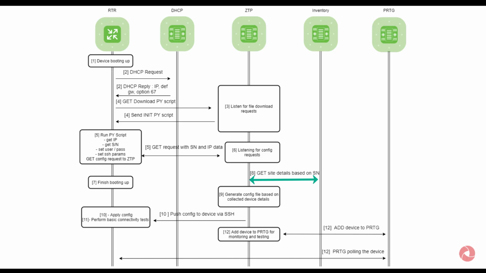Based on the router serial number, inventory server is sending response with the relevant specific device data for generating a configuration file. After preparing specific configuration file, ZTP server is making SSH connection back to the router, applies the configuration file, and performs some basic connectivity tests. Last step is that ZTP server is adding new device to PRTG server via API interface, and PRTG starts pulling statistics from new device and monitoring process.